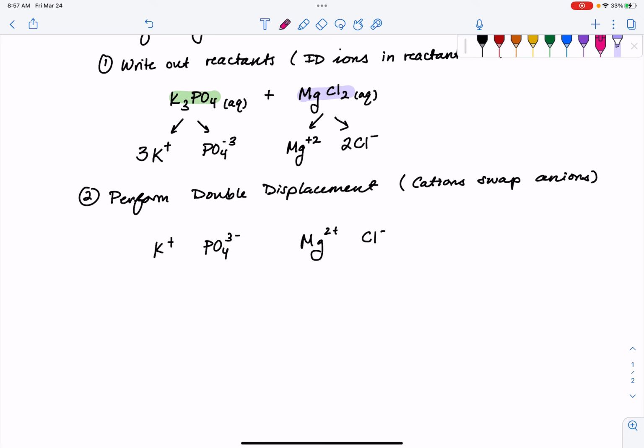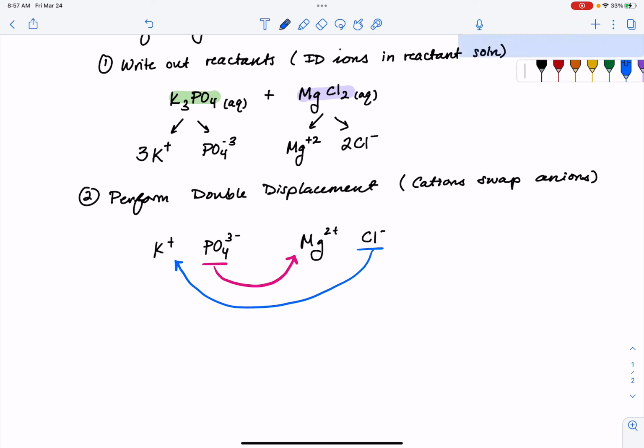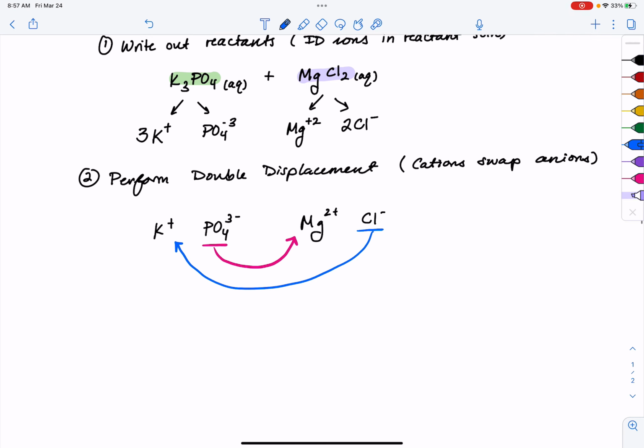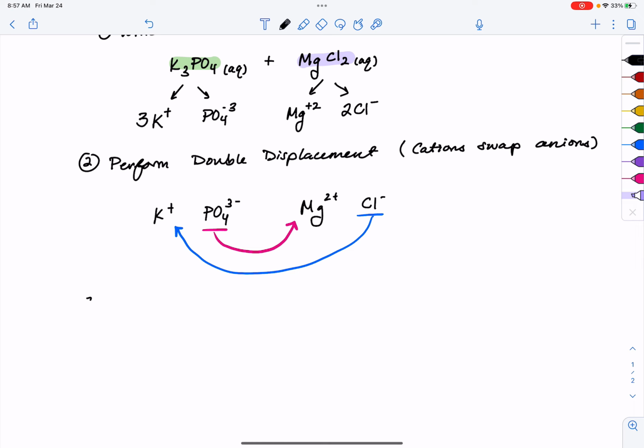So if I'm going to look at this double displacement, I am going to need to associate my phosphate anion with my magnesium cation now, and my chloride ion will now be associated with my potassium ion. So this is the double displacement that is going to occur. And our third step is to create our charge neutral product compounds.